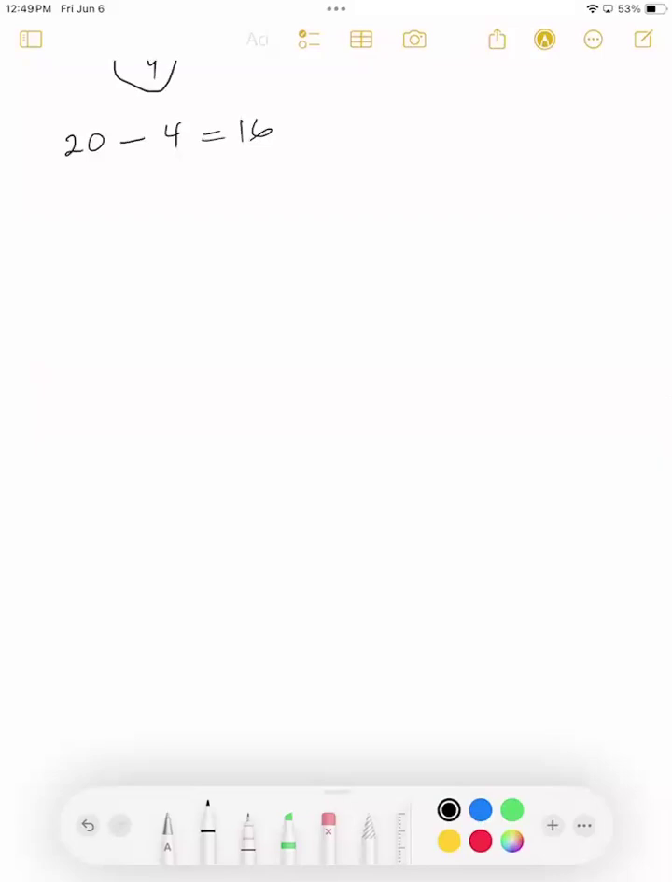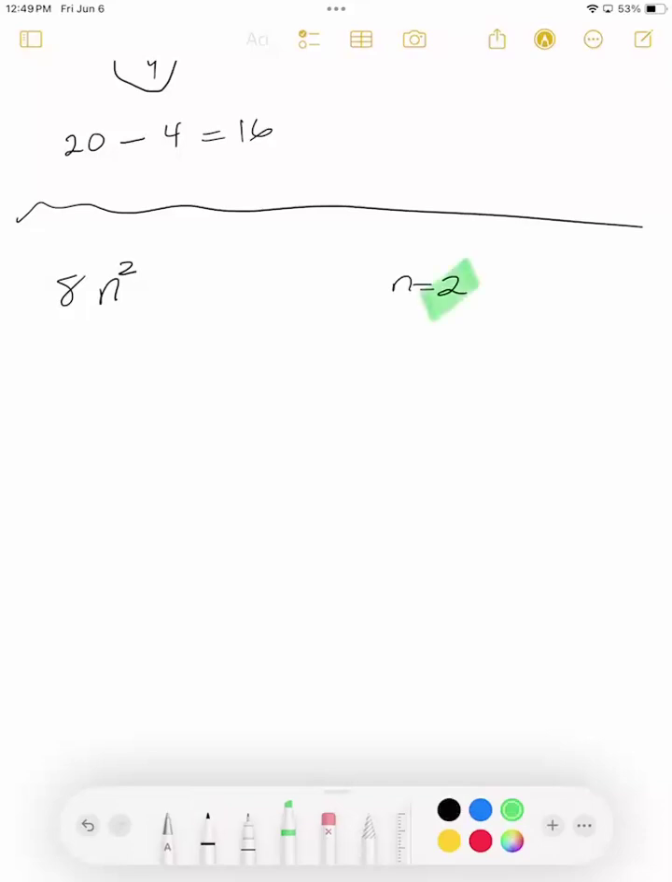The next one says, evaluate again. In this case, it's given you 8n to the power 2, and they tell you n is equal to, let's say, 2. How do you solve this one? You have to substitute n, that is 2, for that n. What does this mean? This means multiply 8 by n to the power 2. And you have to remember your order of operations. You have to do the exponent first. You have to evaluate your exponent first, then you have to multiply.